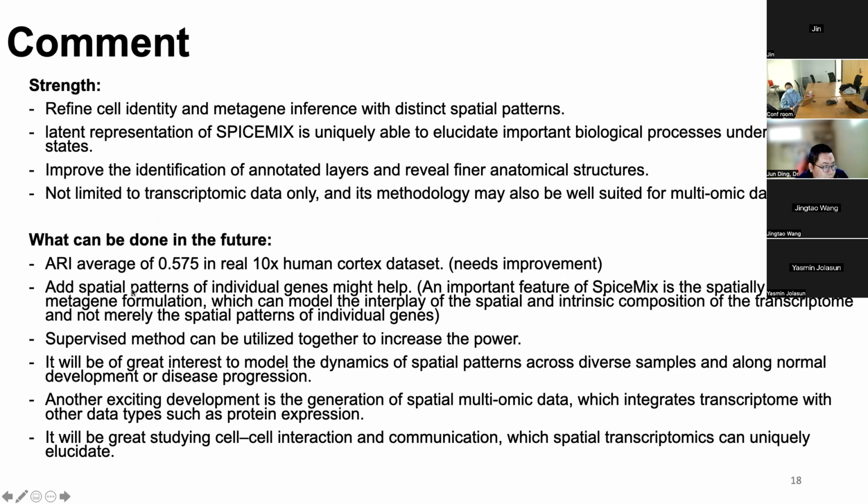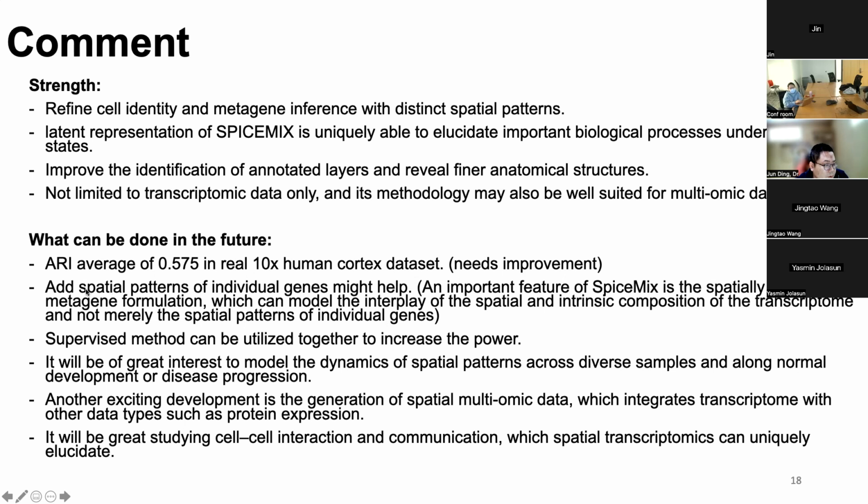And then, add spatial patterns of individual genes might help. They do have spatially variable metagene formulation, but they do not have the individual gene in the spatial patterns. So adding those kinds of information might help. Is this your thinking, or their comments in the conclusion part? This is their comment here, this part here, in the parentheses.